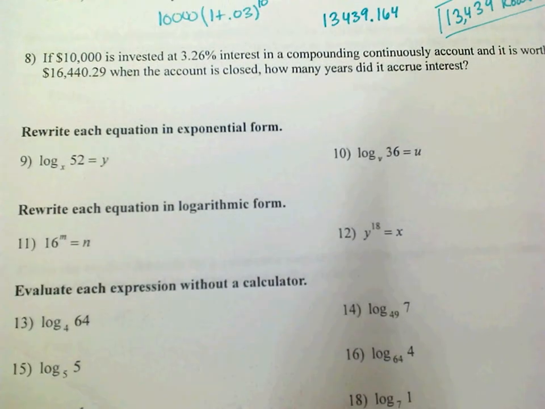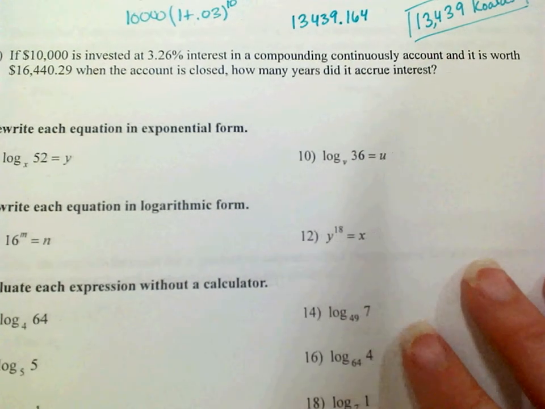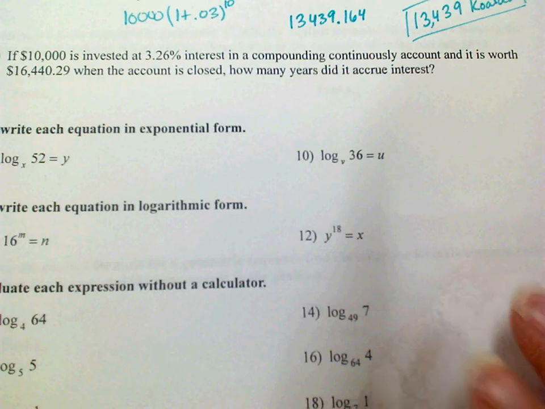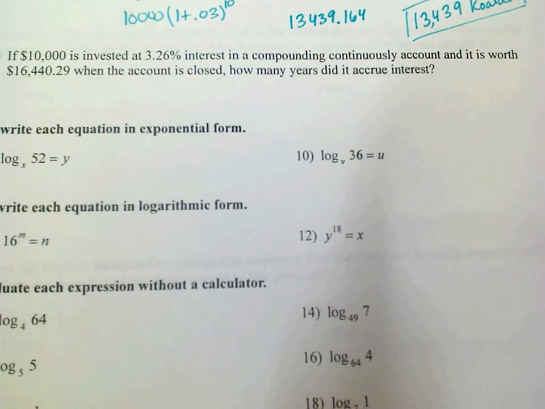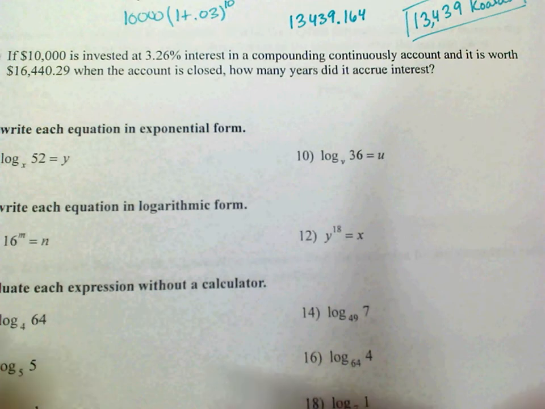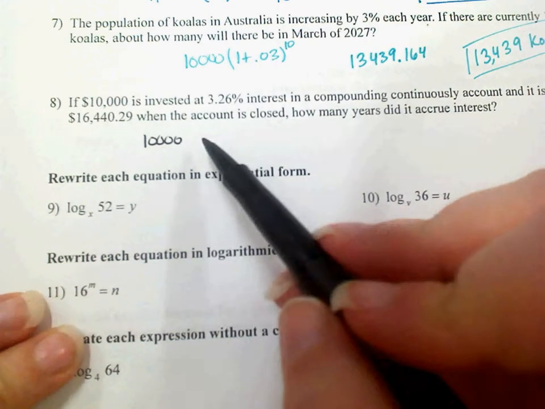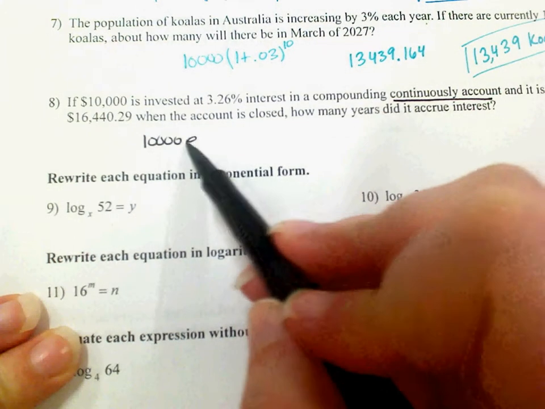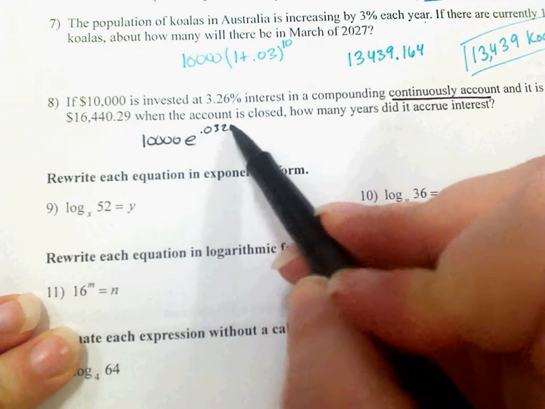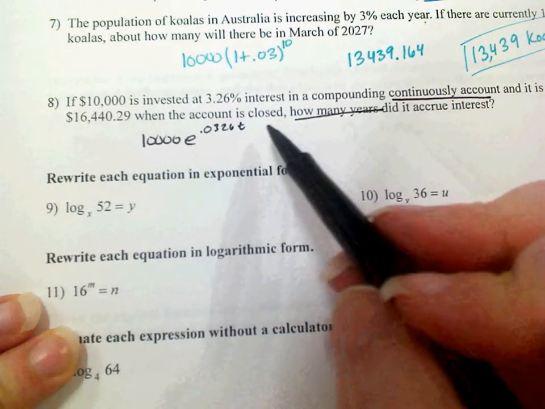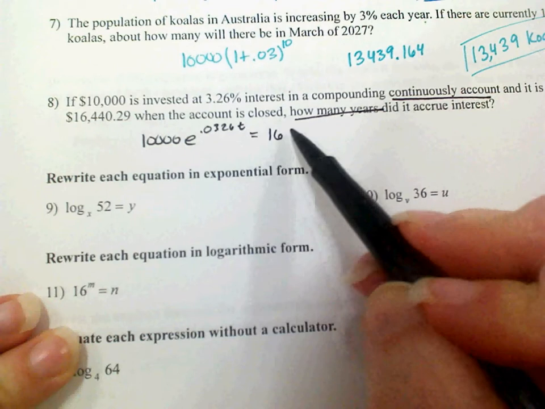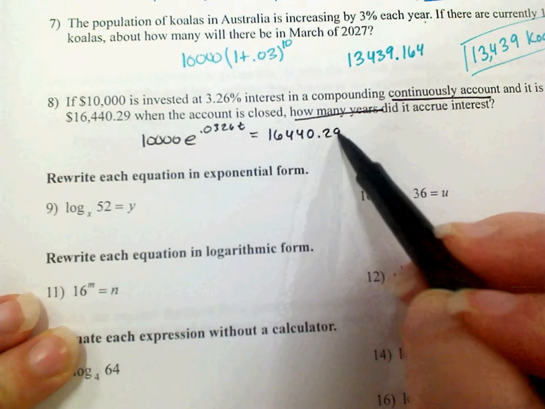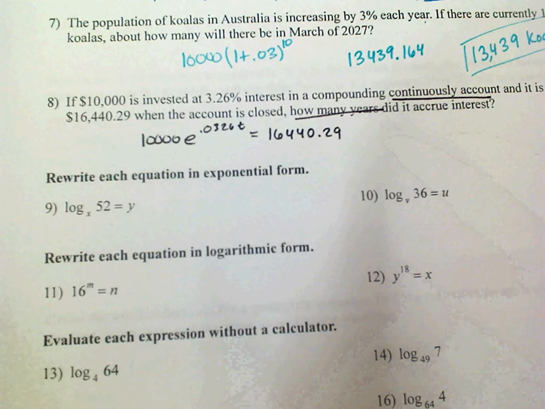Okay. If $10,000 is invested at 3.26% interest in a compounding continuously account and is worth this much money when it is closed, how many years do they accrue interest? So accrue just means accumulate. So $10,000 was invested in a compounding continuously account, so e to the r, 0.0326 times time. It says how many years, so that's what I want to know. Did it take for it to equal $16,440.29? Okay, so let's Y1, Y2.